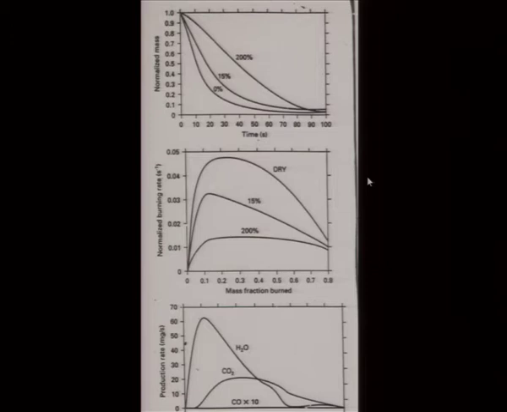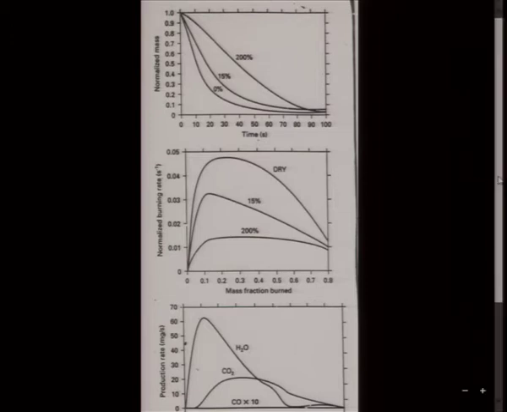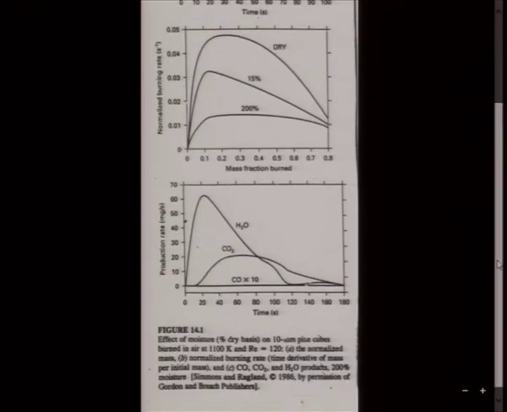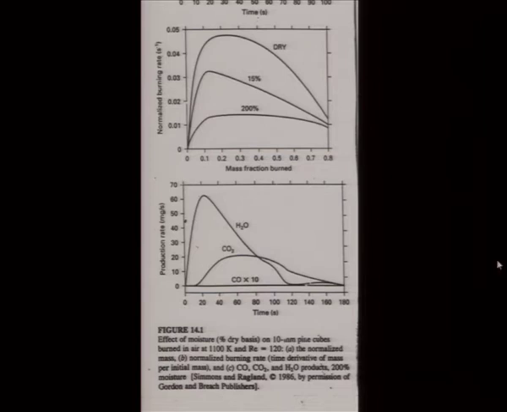All right, so if you look at it, this is actually for a pine cube. So pine wood, so a cube of that, a cube size pine wood. This is 10 mm size, and this is burned in air at 1100 Kelvin. So you have an air stream at 1100 Kelvin, and you suspend that pine cube, 10 mm cube, in that stream. The Reynolds number, calculated Reynolds number, is 120.